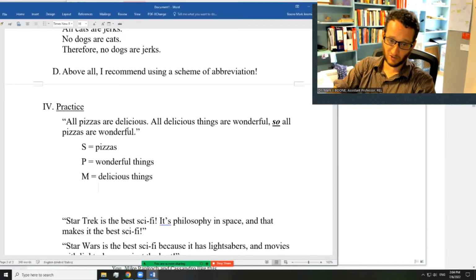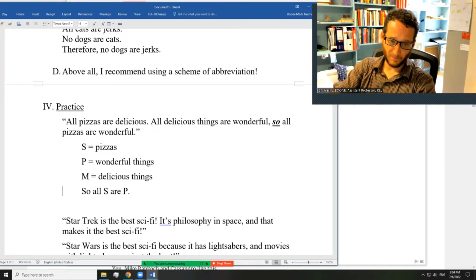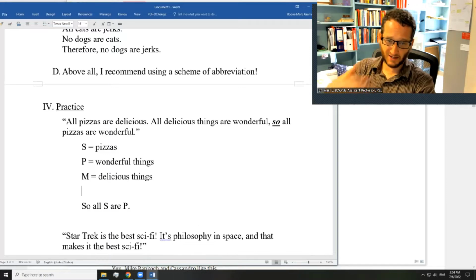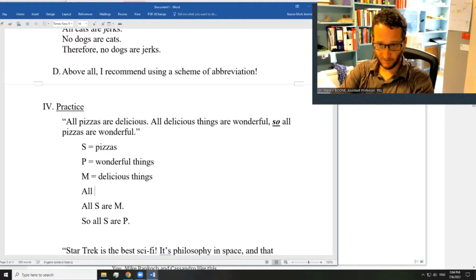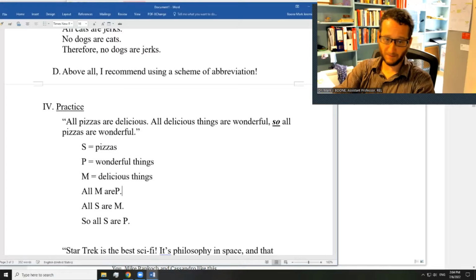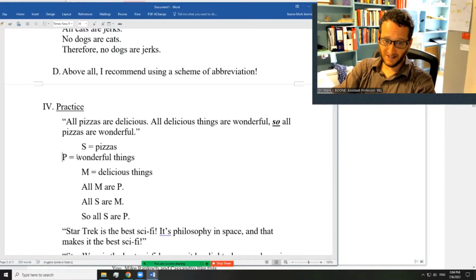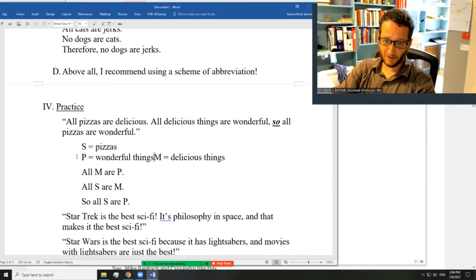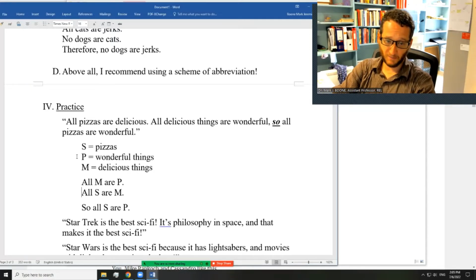So our conclusion, let's take the conclusion first. All S are P. Now our premises, let's see, all pizzas are delicious. That's all S are M. And then all M are P. So here's the argument stated in standard form. S equals pizzas, M equals delicious things, and the argument is all M are P, all S are M, so all S are P.